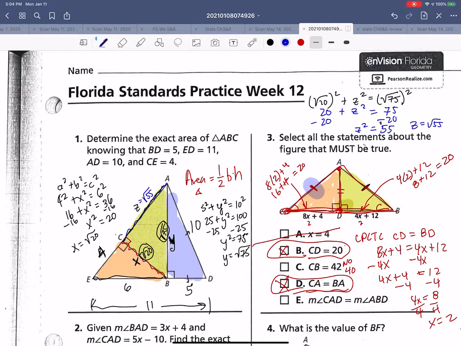Now I can plug in my formula. So the area is 1/2 the base. So it looks like the base is the square root of 55. And the height is the square root of 20. So the square root of 55 times the square root of 20.